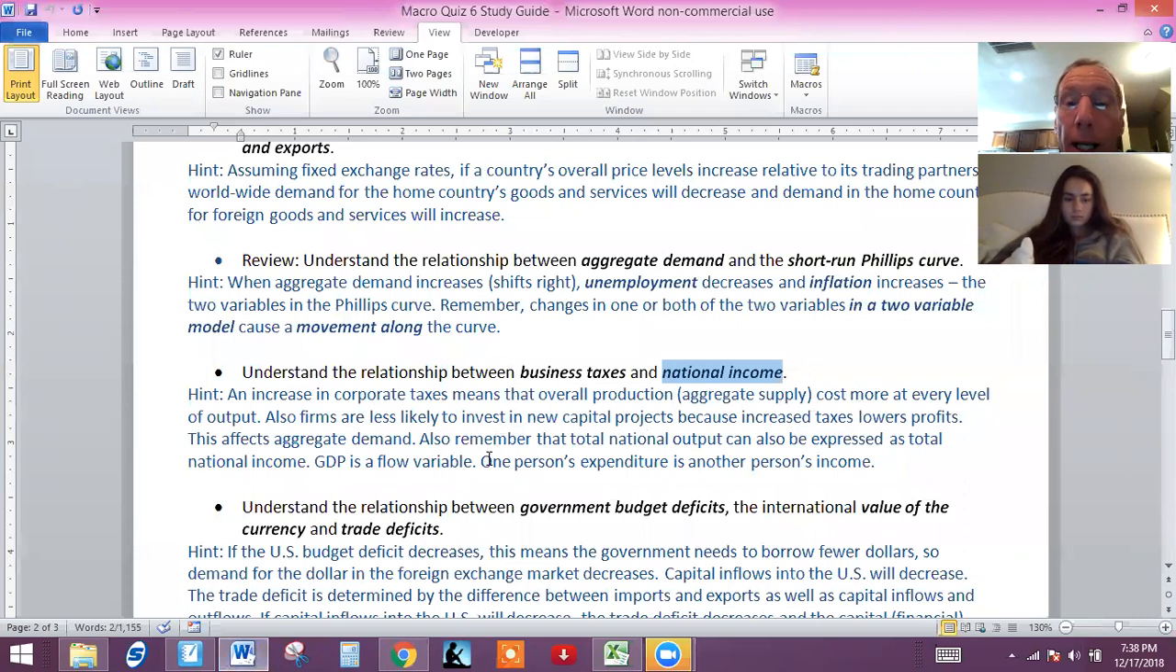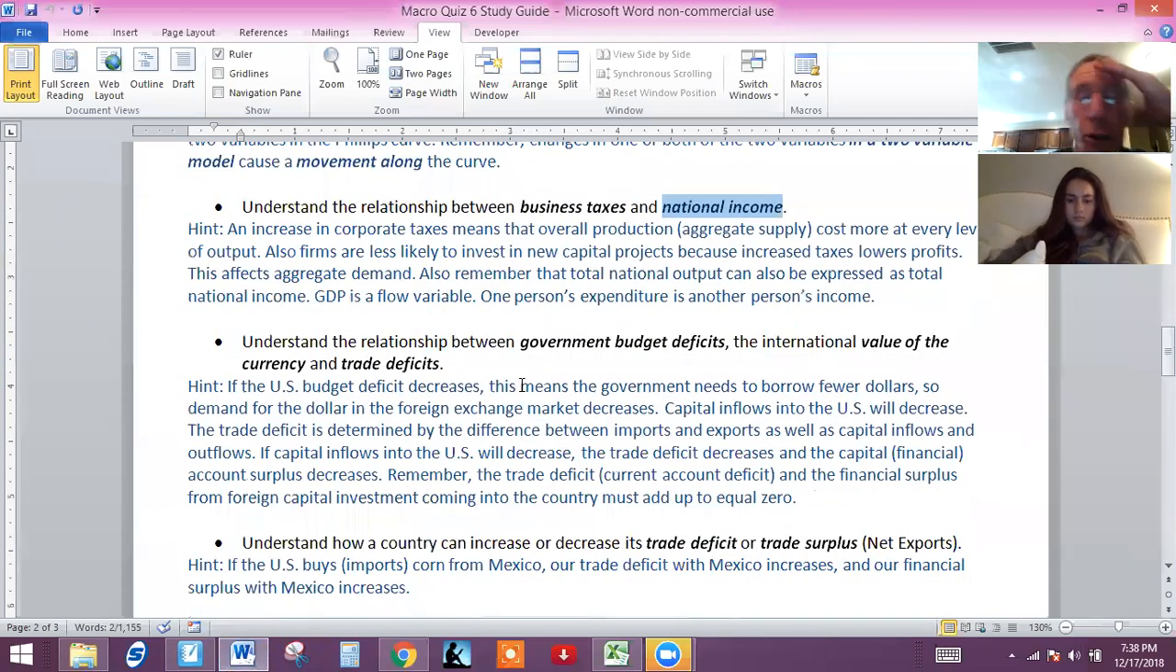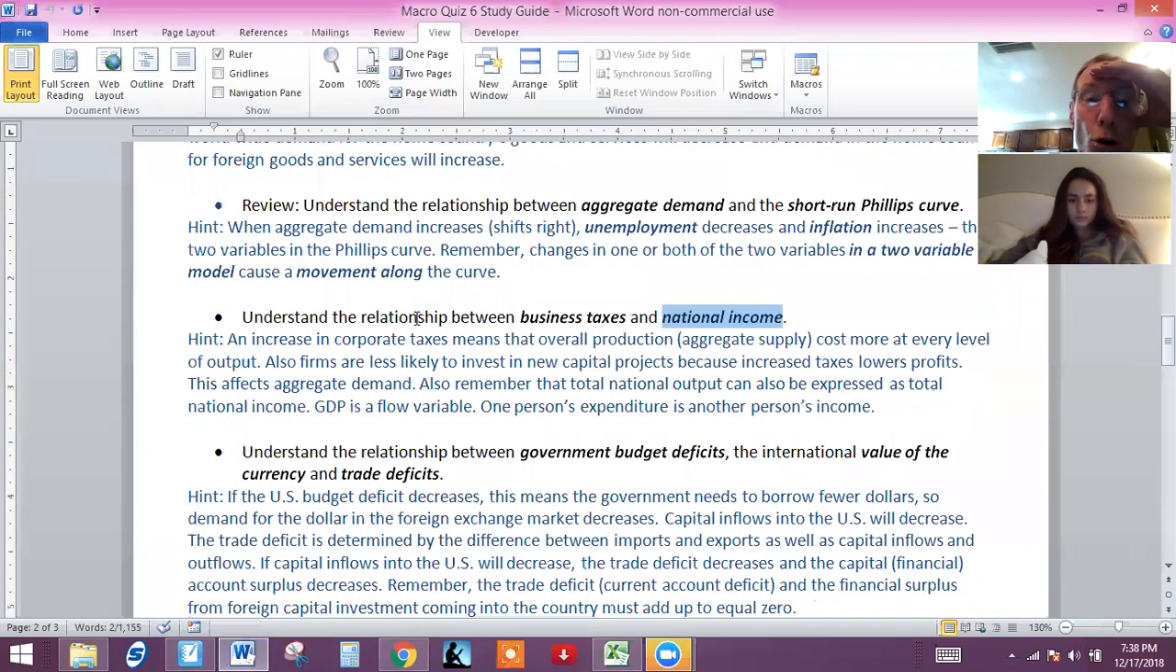Okay, so that's that one. Just really quickly, if business taxes go up, it's going to mean a shift to the left of both the aggregate supply and the aggregate demand, which is going to mean that national income goes down. Yep. Okay.